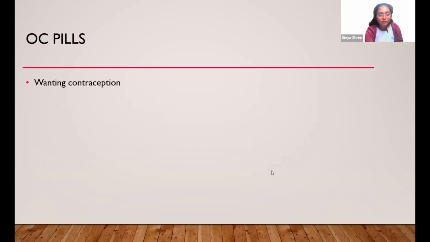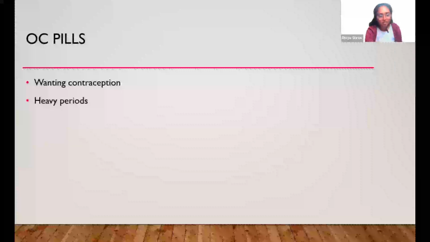OC pills. How? First of all, we have to know the mechanism of action of OC pills. These OC pills prevent ovulation. They have their own content of estrogen and progesterone, which will negatively inhibit the GnRH pulse and thus the release of FSH and LH, and there are no ovulatory cycles. So for people who want contraception, as there is no ovulation, this is the best choice.